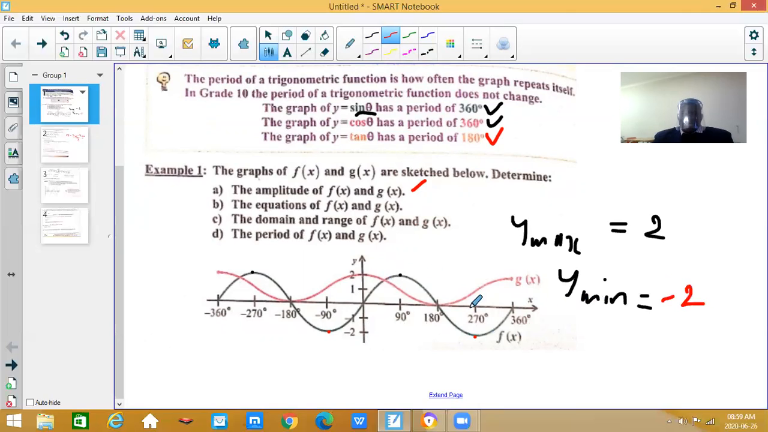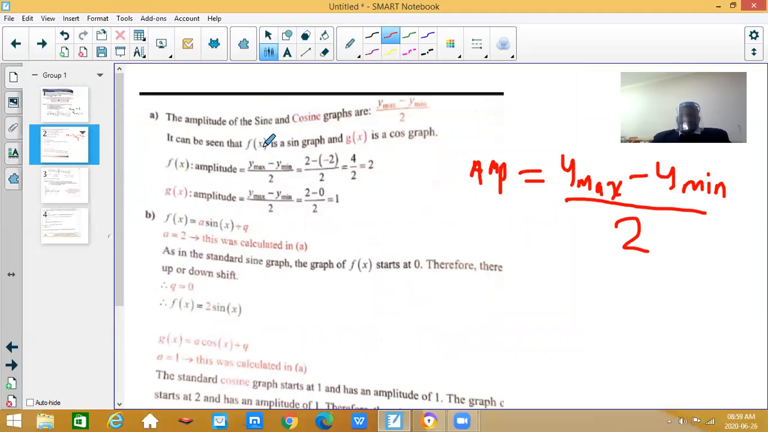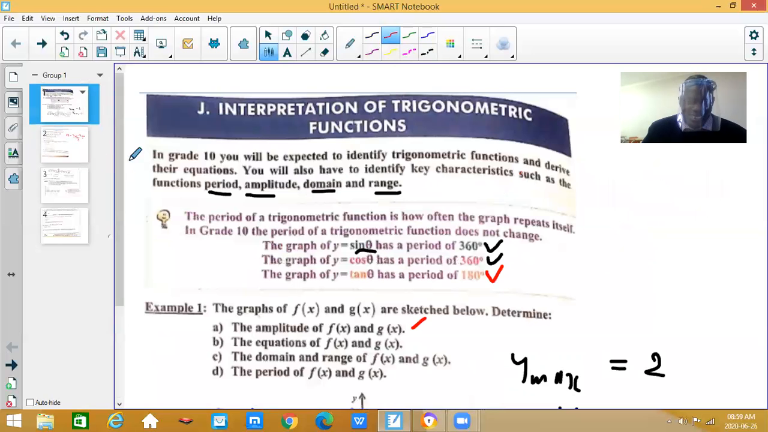So the minimum value that we have here is minus 2. Now, going back to the formula, once we have identified this, the maximum y value is 2, minus the minimum value, which is minus 2, all over 2. So negative times negative is positive. So 2 plus 2 will be 4. 4 over 2 gives us 2. This is the amplitude of the graph of f. Now, let us go on.